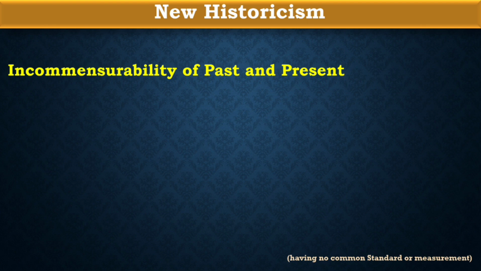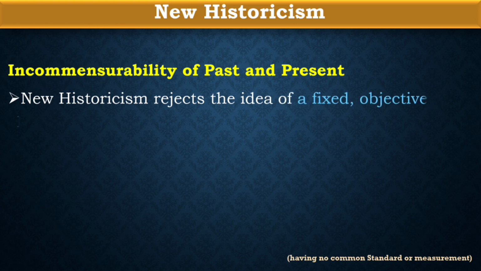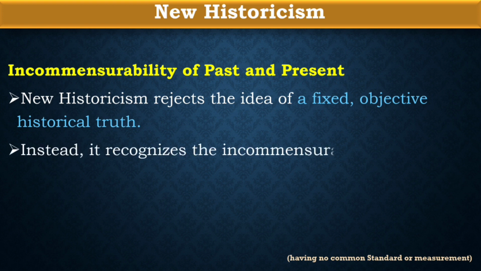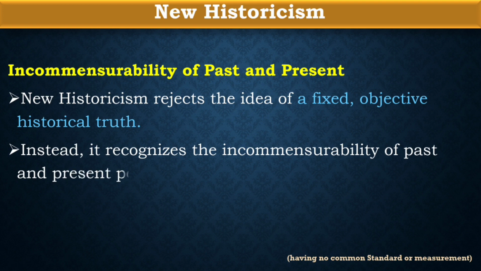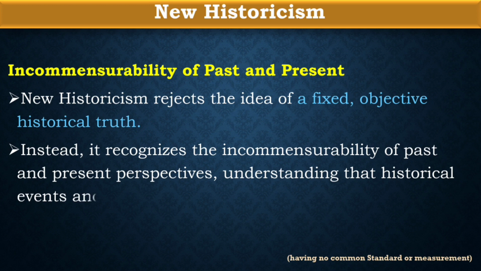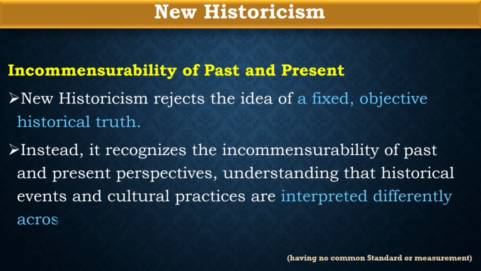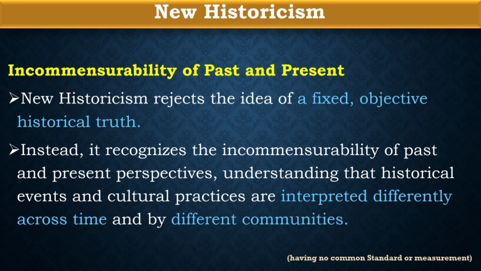Incommensurability of past and present. New historicism rejects the idea of a fixed, objective historical truth. Instead, it recognizes the incommensurability of past and present perspectives, understanding that historical events and cultural practices are interpreted differently across time and by different communities.